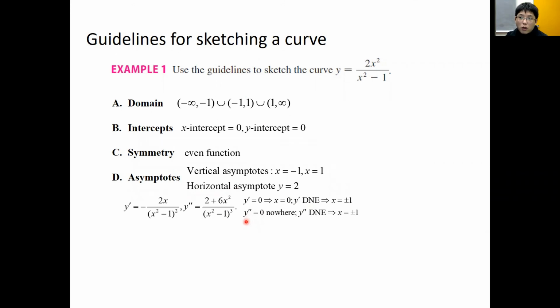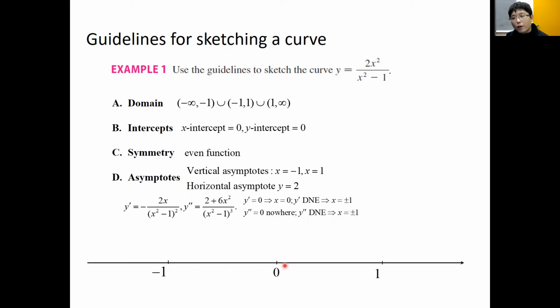Okay, so we can also find from the expression of y double prime that y double prime is nowhere 0. And moreover, y double prime does not exist when x equals plus or minus 1. So even though plus or minus 1 are not regarded as critical numbers of the function or the derivative of the function, we will still keep them on the number line because we need to understand what happens near them.